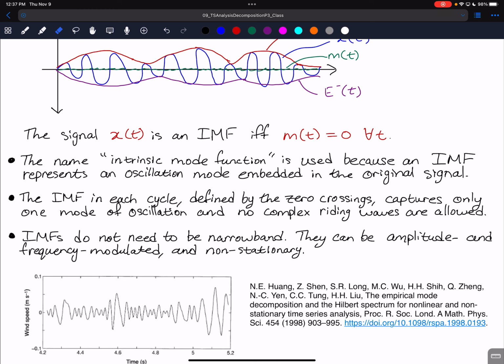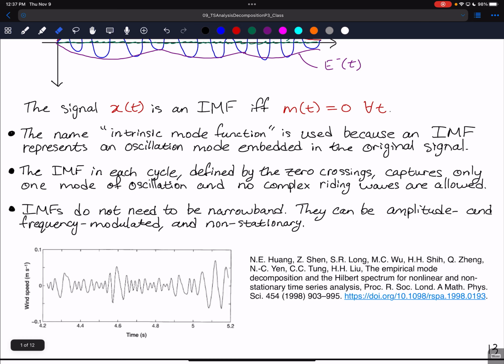That doesn't necessarily mean that the IMFs need to be narrowband. They can both be amplitude and frequency modulated, or they can even be non-stationary. An example IMF is shown down on the bottom here, which comes from the original EMD paper, which is, like I said, about 25 years old at this point.